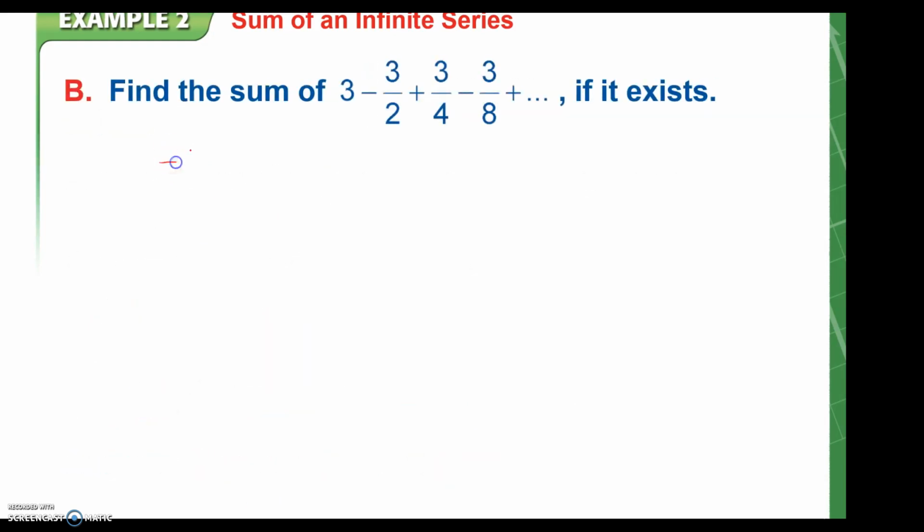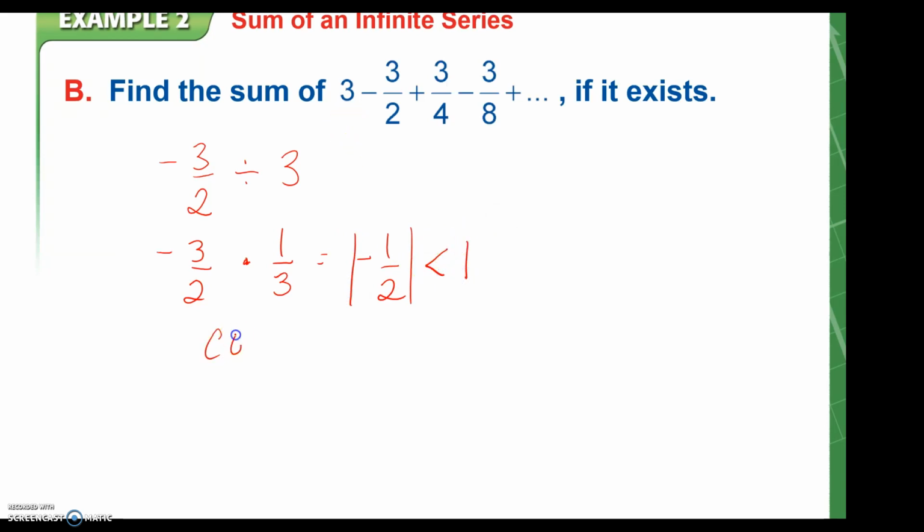All right, here if I take negative 3 halves divided by 3, that would be -3/2 times 1/3, which equals -1/2. And the absolute value of that is 0.5, so that's less than 1. So this is convergent, which means the limit exists. So then we're going to go ahead and find that.